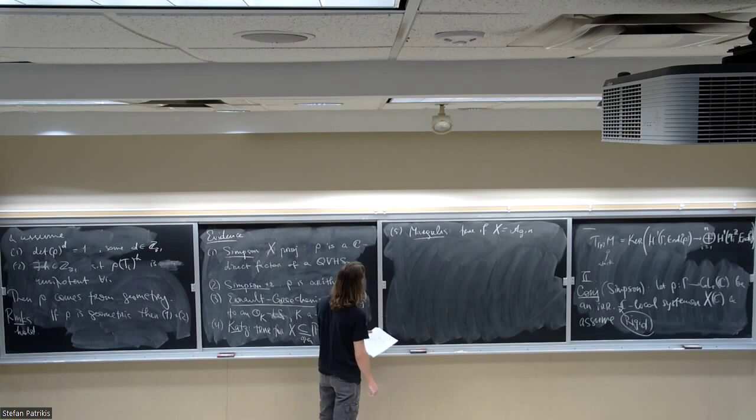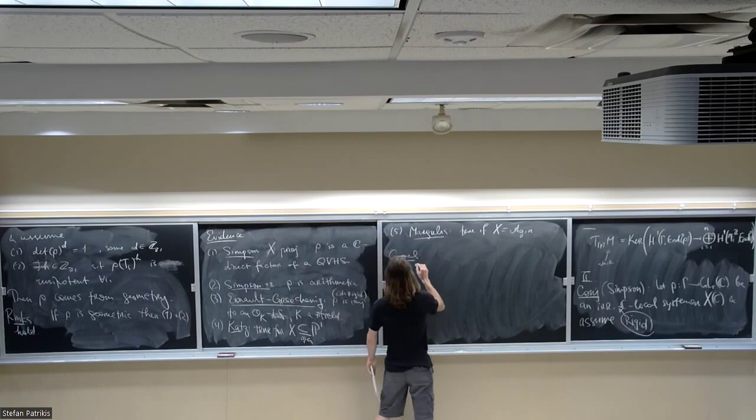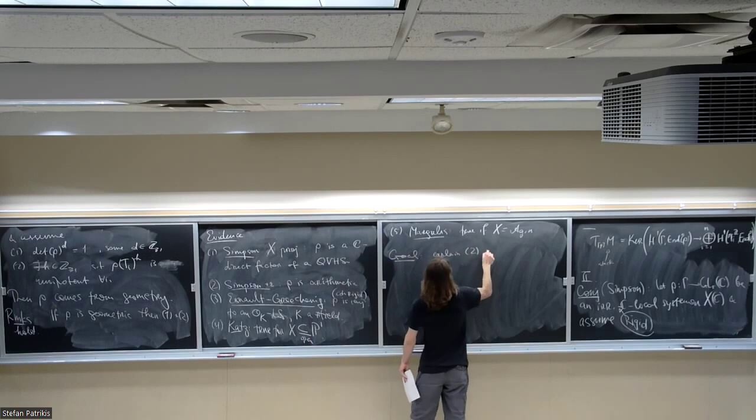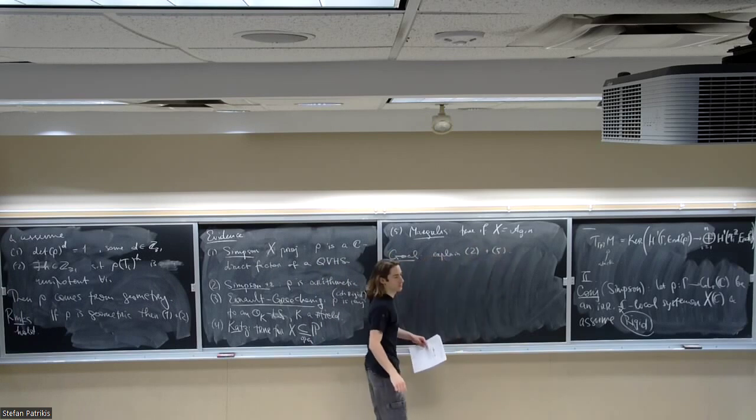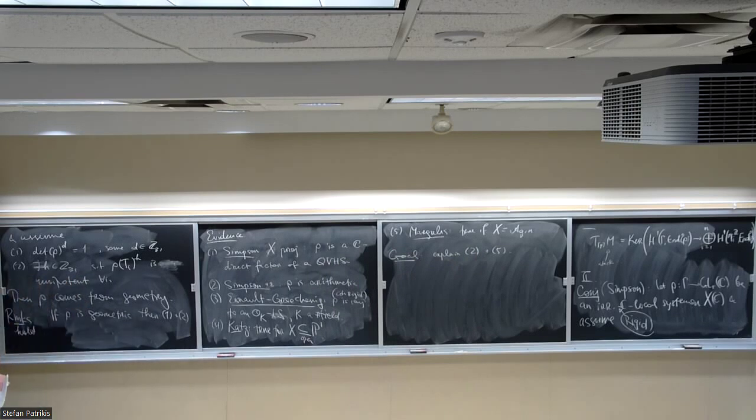So the goal for the rest of the talk would be to explain some bits of two and five here, so arithmeticity and this Margulis stuff.